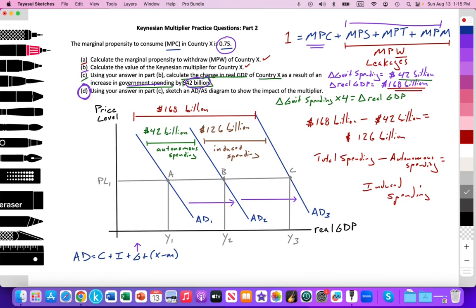All right, so the government spends 42 billion, aggregate demand shifts out from Y1 to Y2. The distance between Y1 and Y2 is 42 billion. That causes the multiplier effect to take hold. Aggregate demand shifts out from AD2 to AD3, or from Y2 to Y3. The value of that is 126 billion. The total change in real GDP, 168 billion. So that is question D: using your answer in part C, sketch an AD-AS diagram to show the impact of the multiplier. And there you have it.